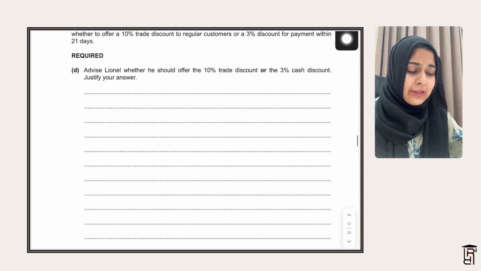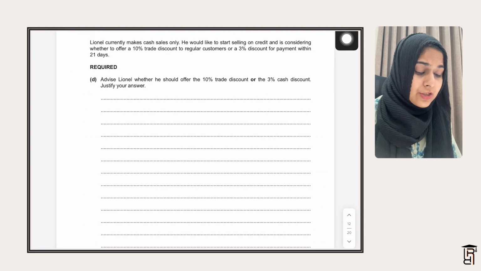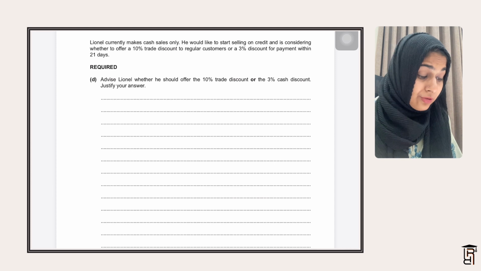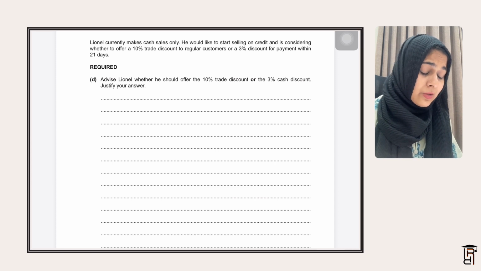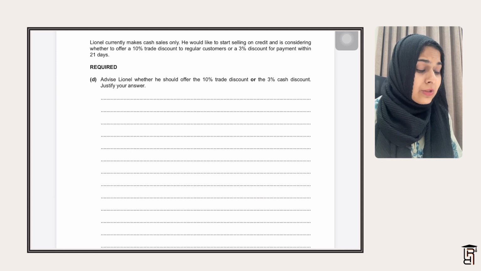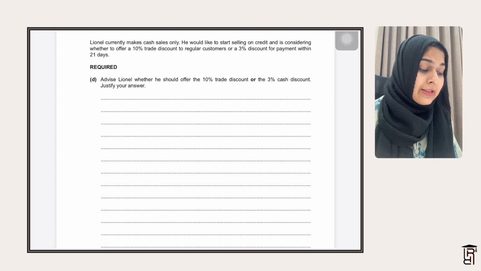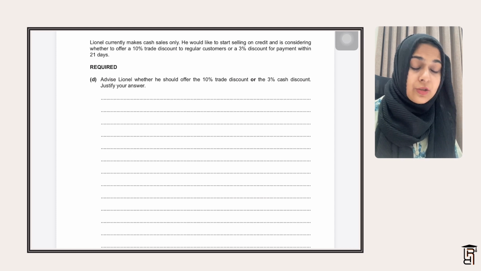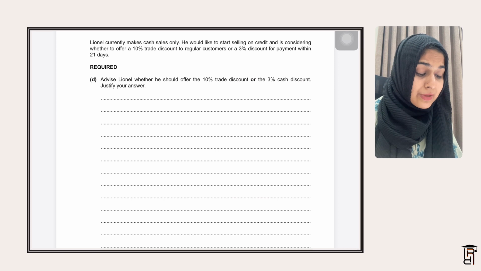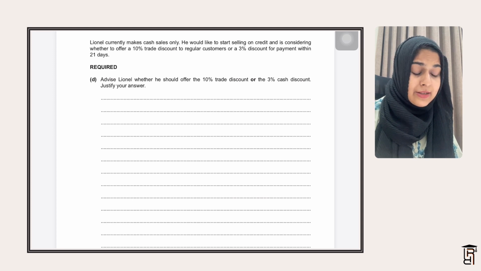And then they're saying here, Lionel makes cash sales only. So this is true because we started with this in this question. He's saying he would like to start selling on credit and is considering whether to offer a 10% discount to regular customers or a 3% discount for payment within 21 days. So 10% trade discount to regular customers. You should know the differentiation between trade discount and cash discounts.